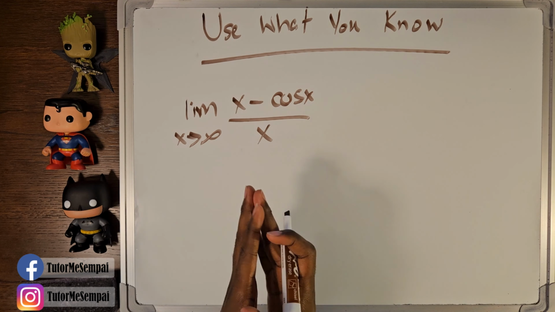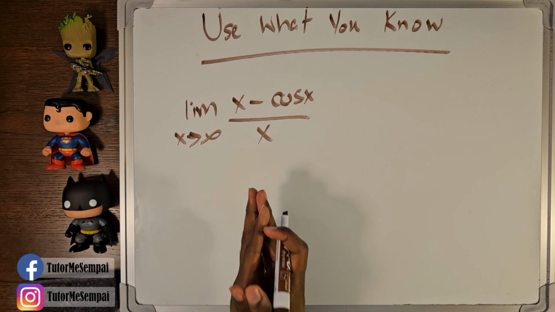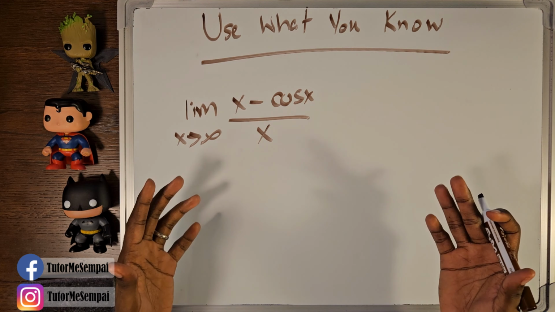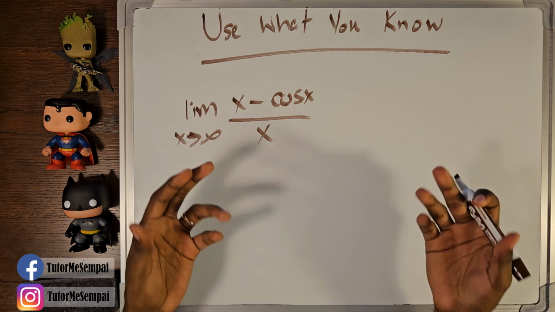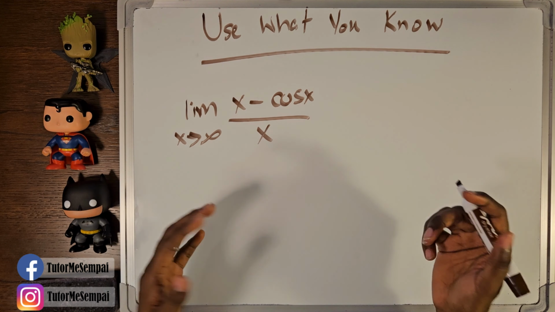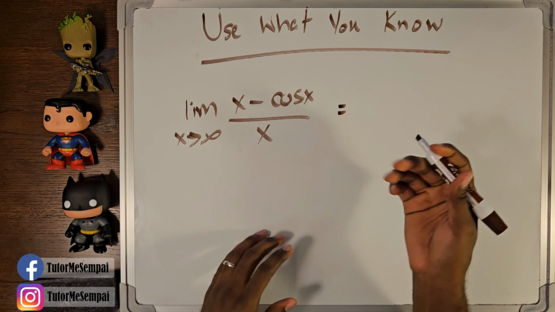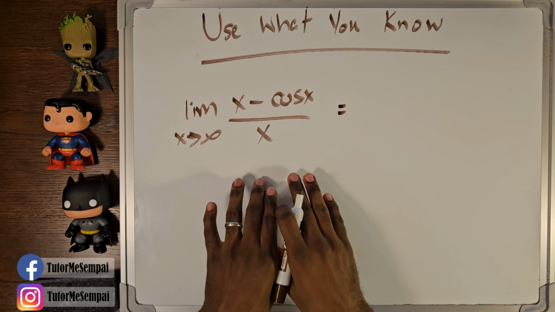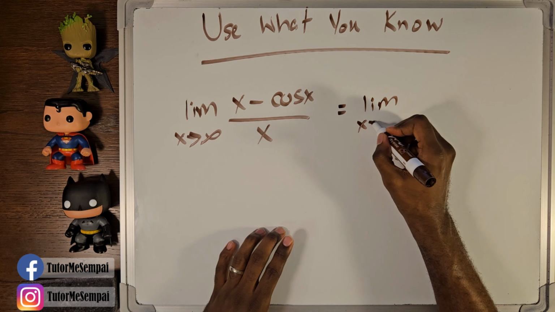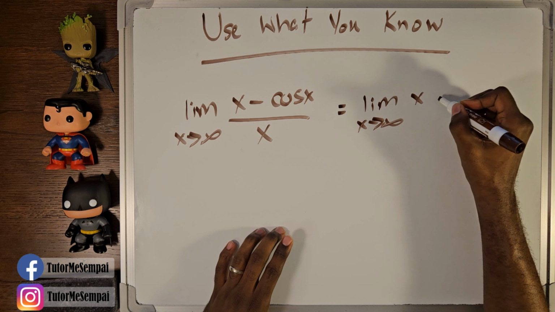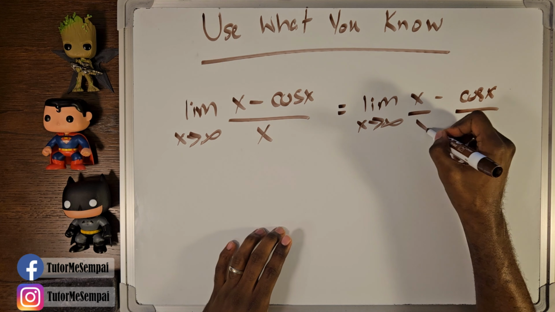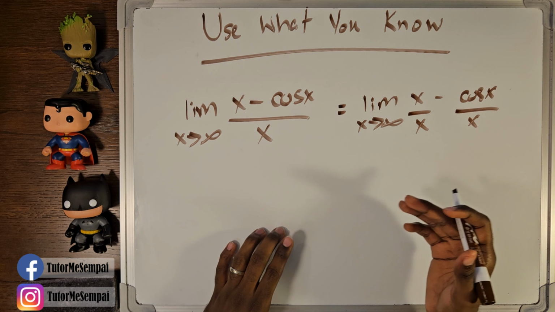Let's say we have the function x minus cosine x over x, and we're trying to find its limit as x goes to infinity. In some cases, like I just said, you're going to have to just use what you know. We know that limits have special properties, so let's just use our special properties. Let's break up this function and then break up its limits. So if we do that, we can get something like this. We have x minus cosine x, and each one of these gets an x because that's how fractions work.